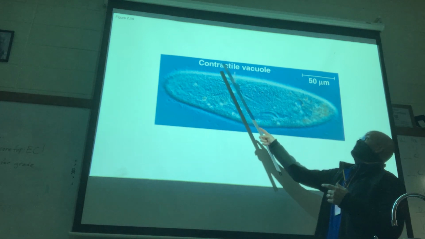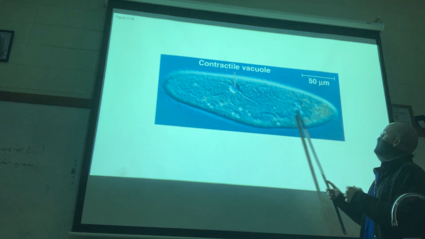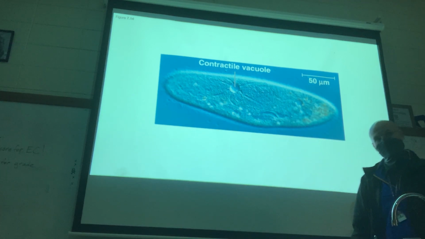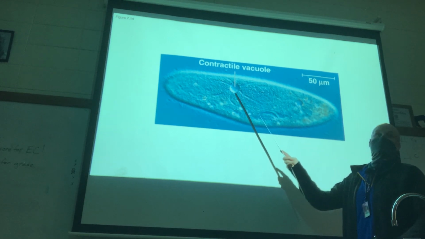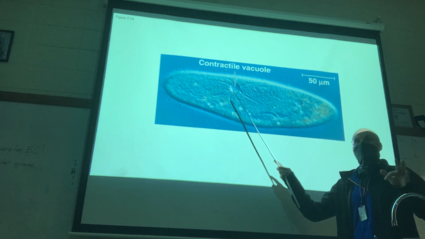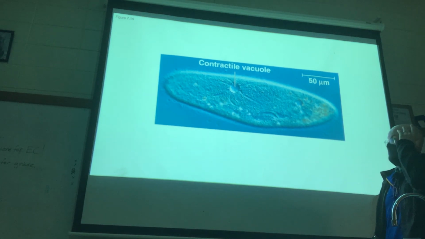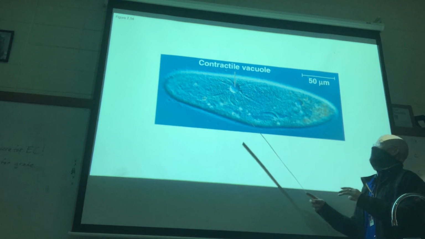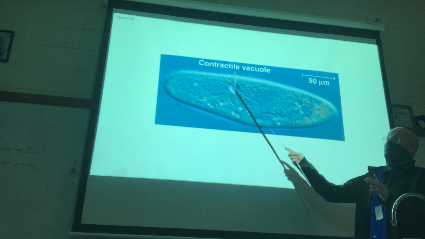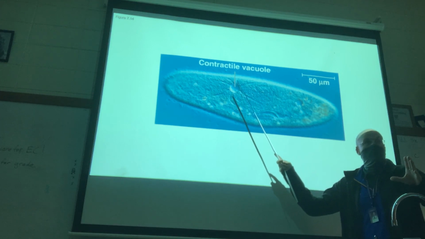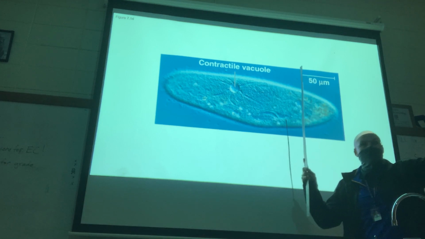Your book refers to the contractile vacuole that you can see. This is a single cell organism known as a paramecium. Don't worry about the name of it. But some cells, especially single cell organisms that might find themselves in a hypertonic or hypotonic environment, just based on where they live, can actually take water and use pressure to squirt it out of them.